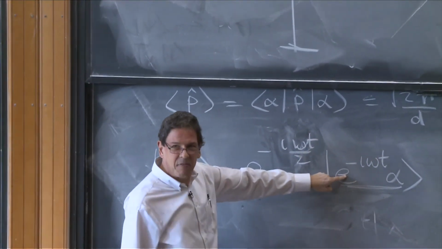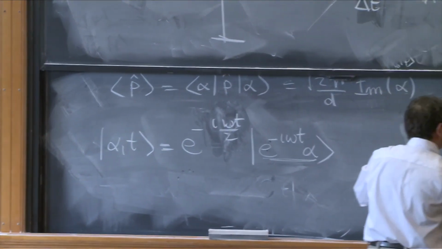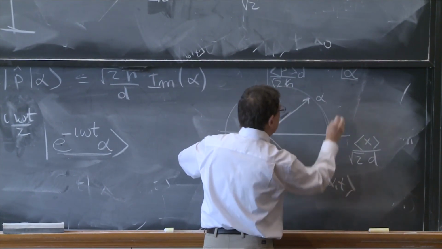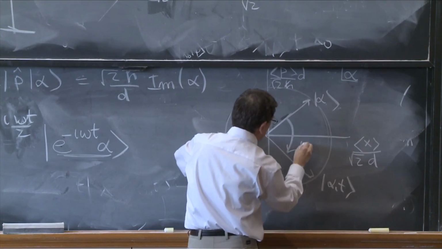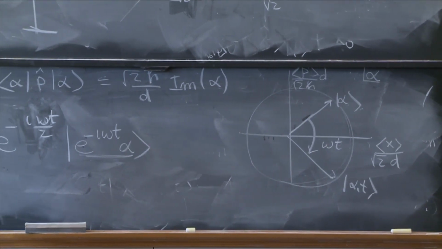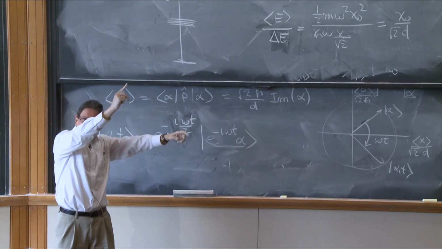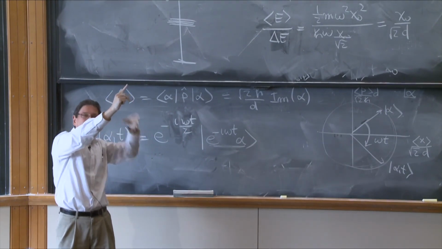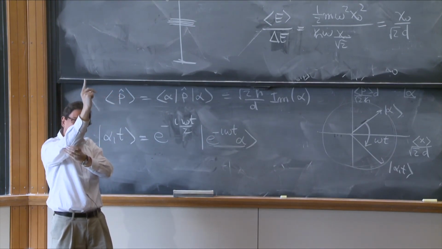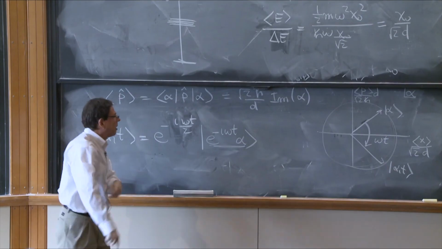So what has this alpha done? It has been rotated by e to the minus i omega t. So this, at the time t, is the state alpha t. Here is the state alpha, and it has rotated by omega t. So the coherent state can be visualized as a complex number in this complex plane whose real part is the expectation value of x at time equals 0, whose imaginary part is the expectation value of the momentum at time equals 0. And how does it evolve? This state just rotates with frequency omega all along and forever.